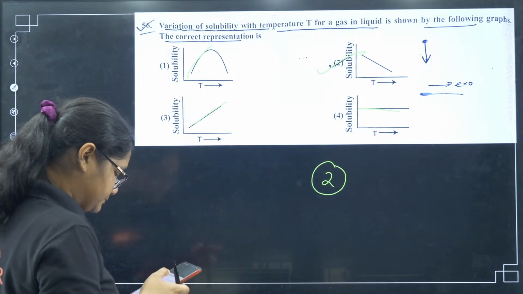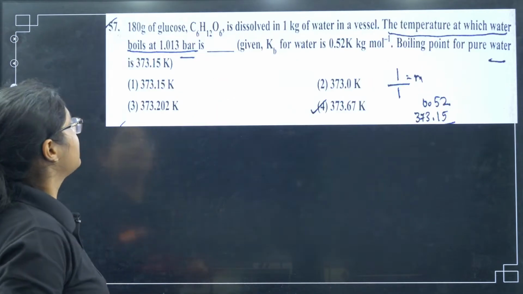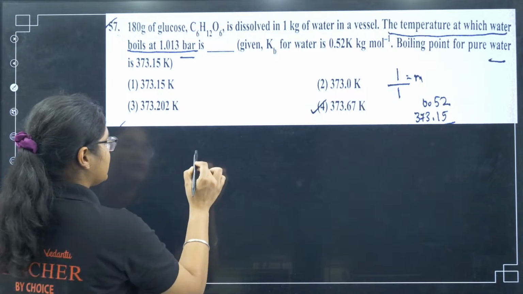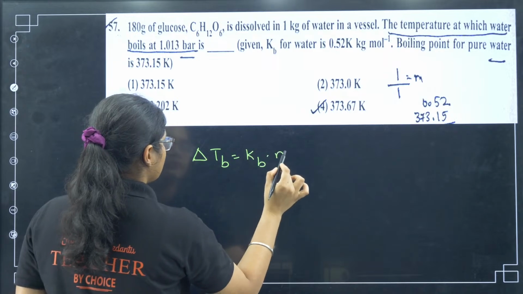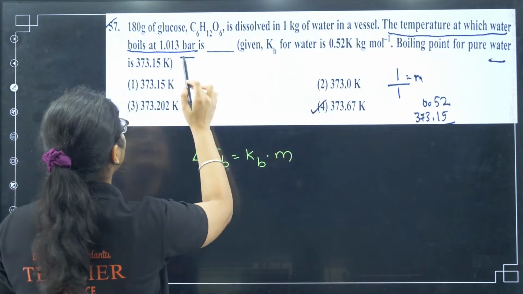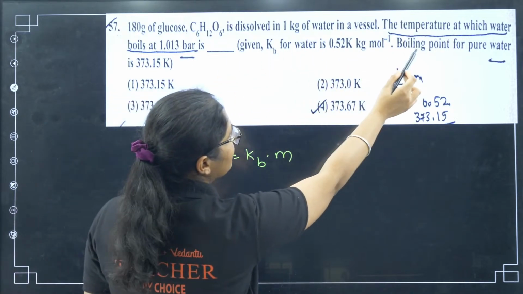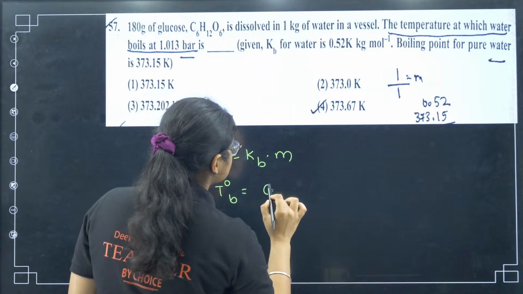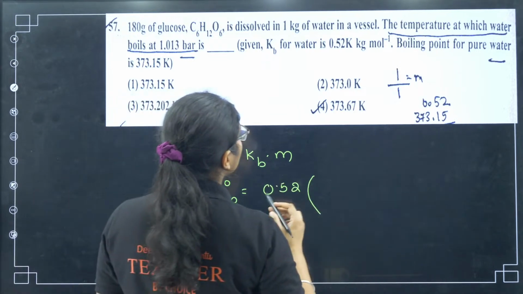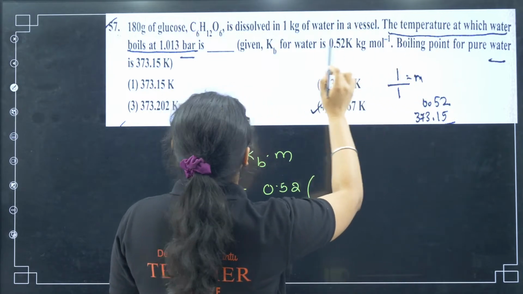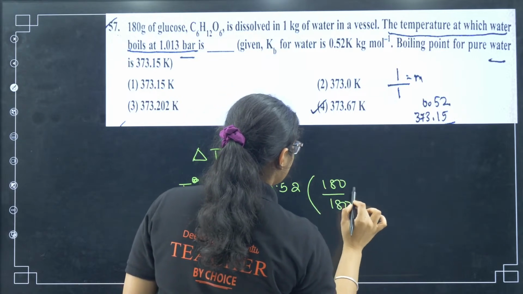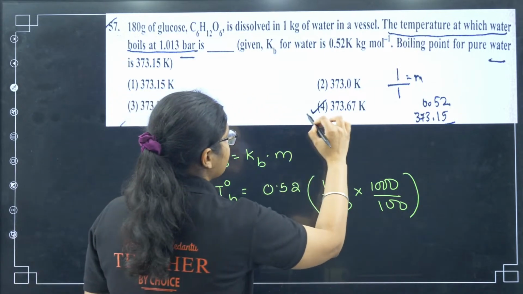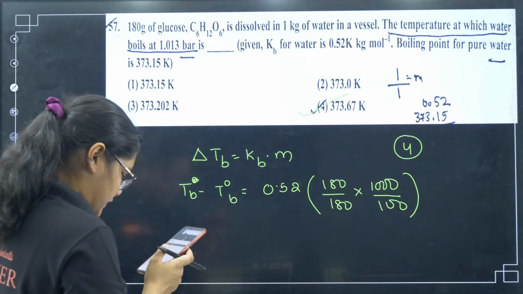Okay. Next, question number 57, 180 gram of glucose is dissolved in 1 kg of water, find the temperature at which this boils. So you have to apply the formula delta TB equal to KB into m. We have to find out the temperature at which it boils. So TB minus T naught B is equal to KB, that is 0.52, into molality. What is the mass of glucose taken? 180 gram of glucose, right? 180 by 180 into 1000 by, what is the molar mass? This is 1 kg. So if I solve this and calculate, I will get the answer as option number 4 here. Okay. Next.